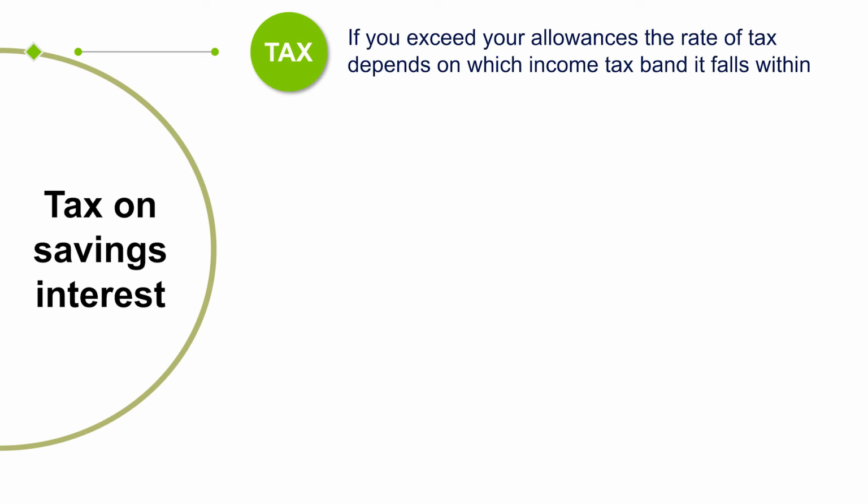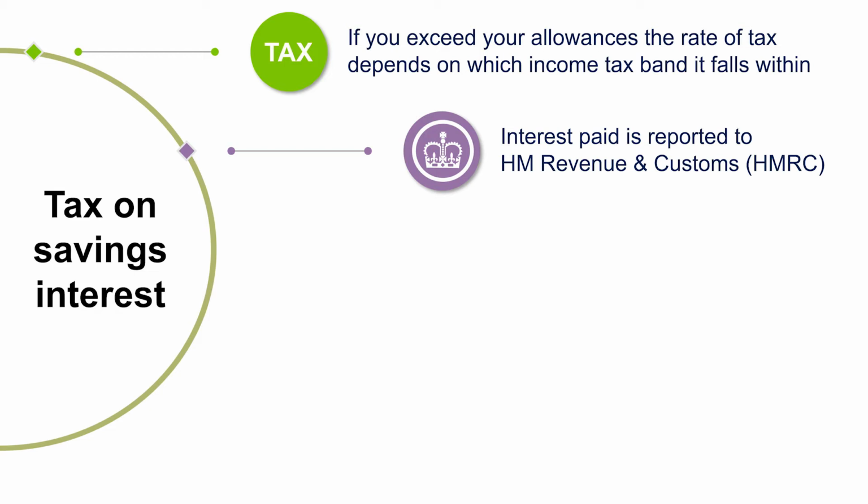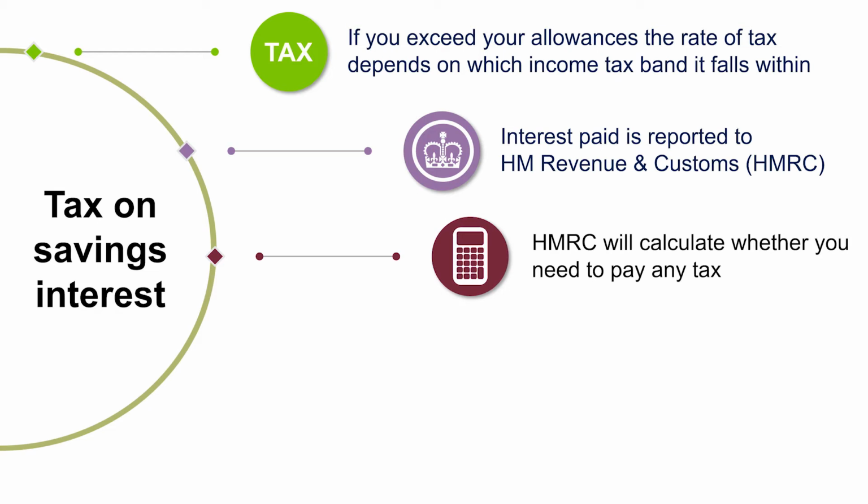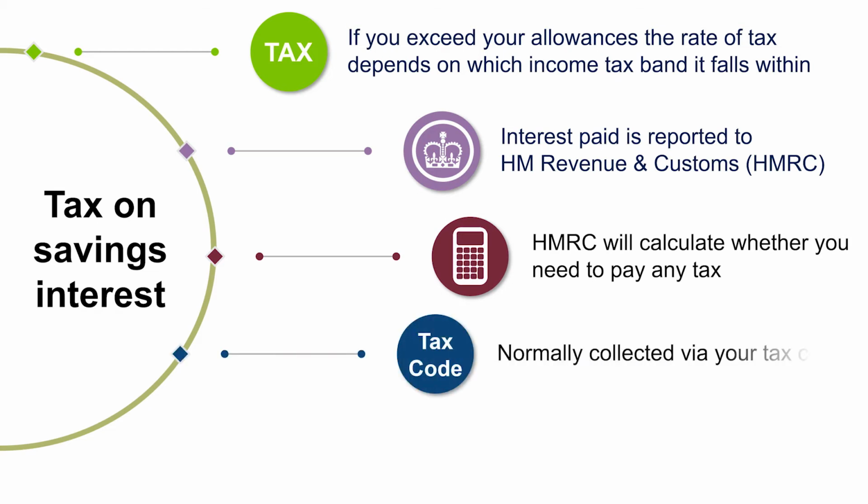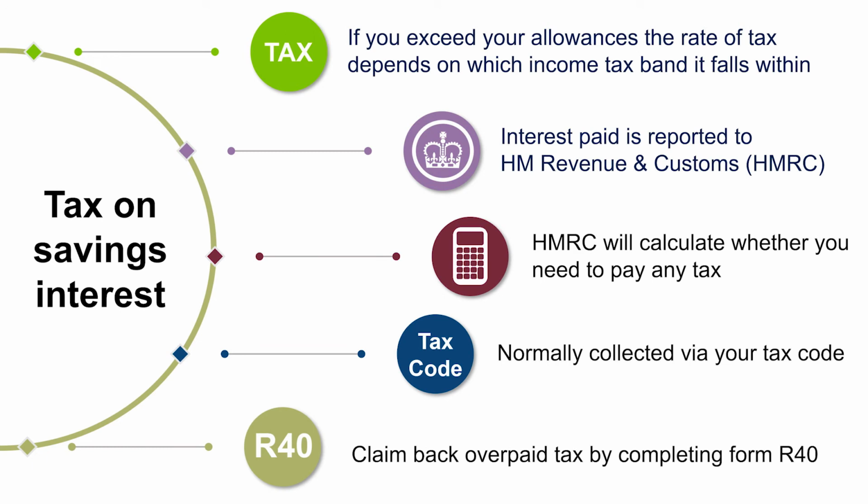The rate of tax depends on your total income. Banks and building societies provide HMRC with information on the interest you receive. HMRC will then calculate whether you need to pay any tax due. Tax due on savings interest is normally collected automatically through your tax code. You will receive a letter from HMRC if this applies to you. They may also ask you to complete a self-assessment, which will detail all sources of income you have received, including any interest. If HMRC collect more tax than you owe, you can claim back overpaid tax by completing Form R40, which you can access from gov.uk.